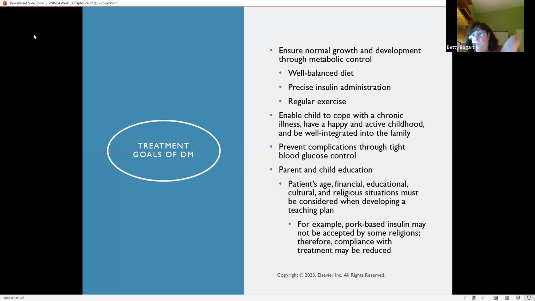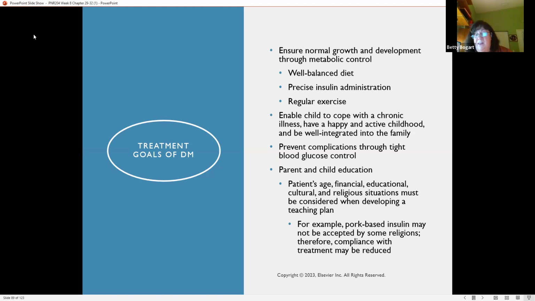Those pens that you give are great. Not every family can afford them. So this needs to be taken into consideration. And you don't know this or think about it, but there is pork insulin. There are religions that don't give pork.